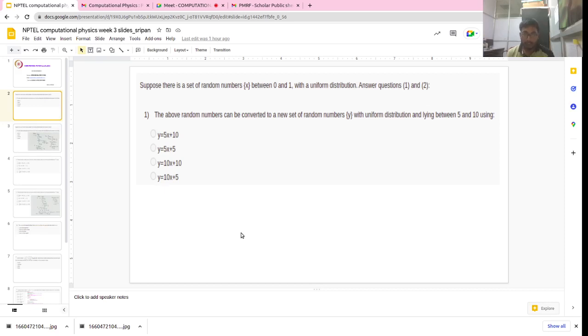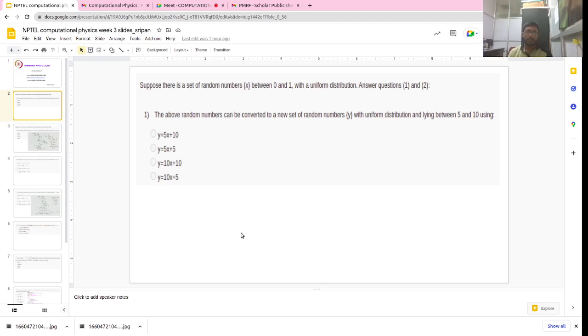And then here are two questions. First, the above random numbers, which are between 0 and 1 and follow a uniform distribution, can you convert them to a set of random numbers with uniform distribution lying between 5 and 10? In this question, the distribution followed by the random numbers remains the same, just the lower and upper range of those random numbers have to be changed. So can anyone tell me, let's say Gaffer, first?